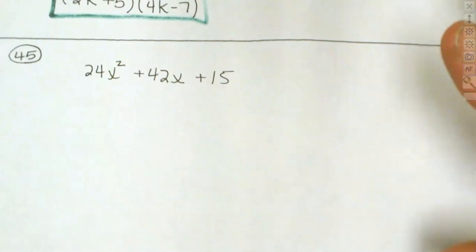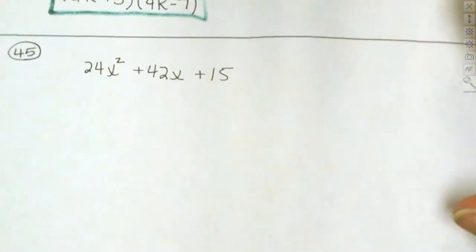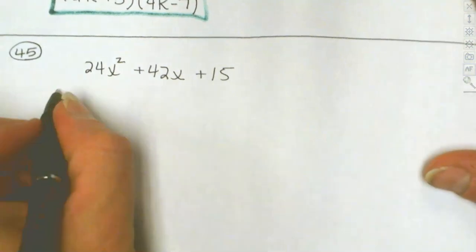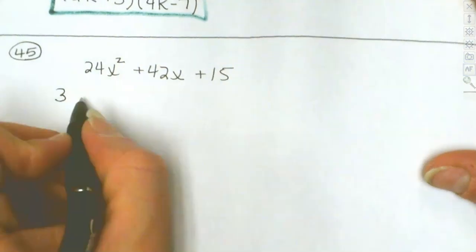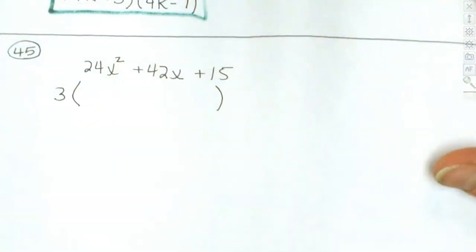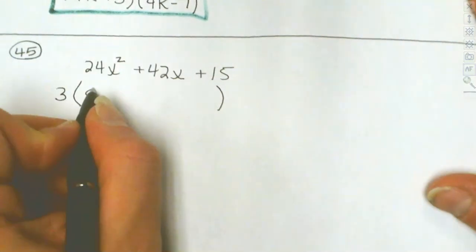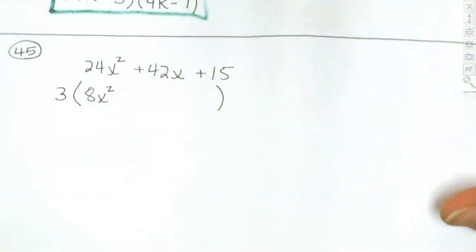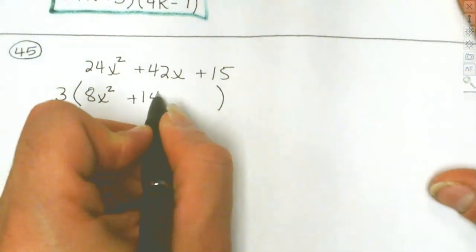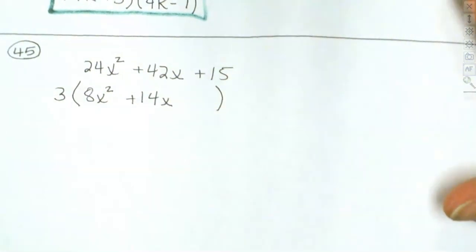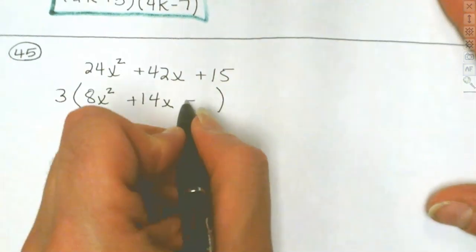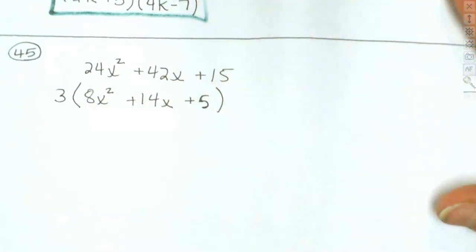If you don't take that number out, you'll have to at the end, and your numbers will be a lot larger and more difficult to work with. So if you see a number that's in common, you've got to take it out at the beginning. So we're going to take out a 3. So 24 divided by 3 leaves you with an 8x squared. 42 divided by 3 leaves you with a 14x. 15 divided by 3 is a 5. So the numbers are much, much easier to work with now.